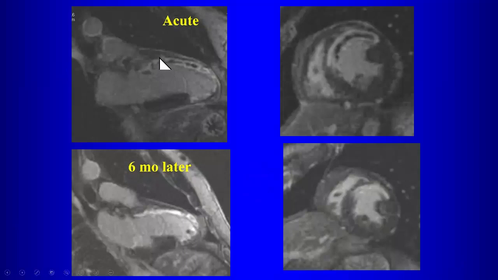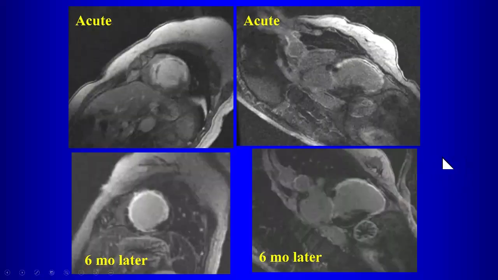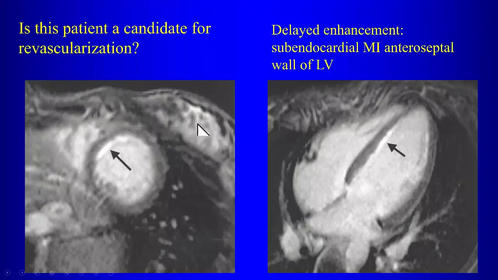Okay. So this was the patient we looked at acutely. There's the infarct 6 months later. Notice no more microvascular obstruction, but the delayed enhancement is still there. So whether it's acute or chronic, you're still going to see the delayed enhancement. Here's another example, acute with microvascular obstruction, and then here, delayed. Well, there's the microvascular obstruction. 6 months later, you can see the whole thing enhances, okay?